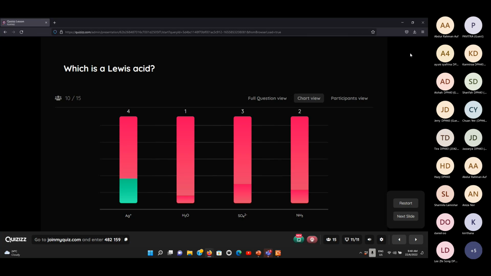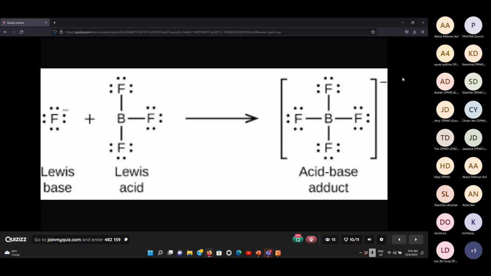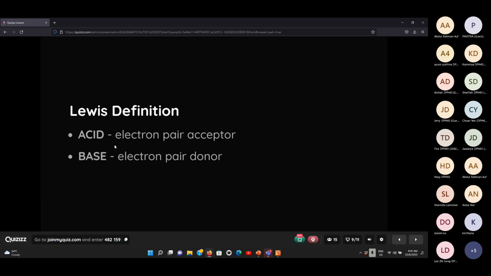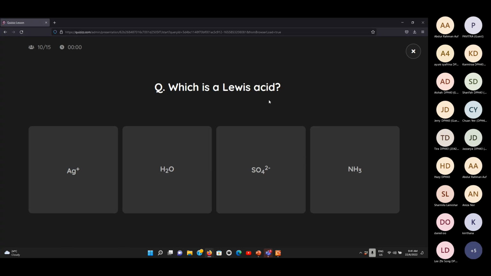So which is a Lewis acid? Here the answer is Ag+. So why is Ag+ the answer? Look back at the full question view here. A Lewis acid, by the earlier definition, is a substance that accepts an electron pair. So from all four options, you have to look at who can accept, meaning it is either neutral or has a positive charge.